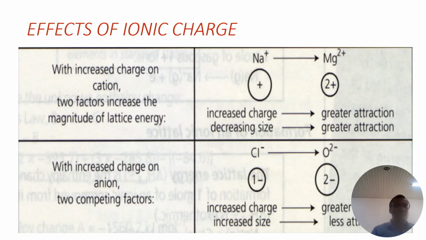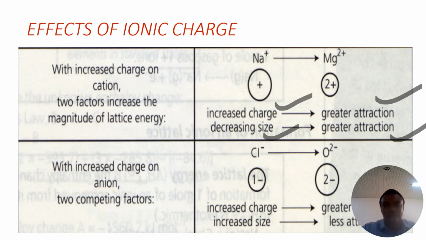So before us is just a summary of the effect of ionic charge and also ionic size on lattice energy. With increased charge on a cation, two factors increase the magnitude of the lattice energy. The two factors are: increased charge, which is the ionic charge, will lead to greater attraction and more exothermic lattice energy. Decreased size will lead to greater attraction between the oppositely charged ions, and more exothermic lattice energy.